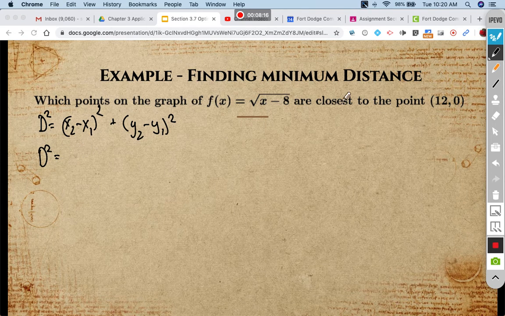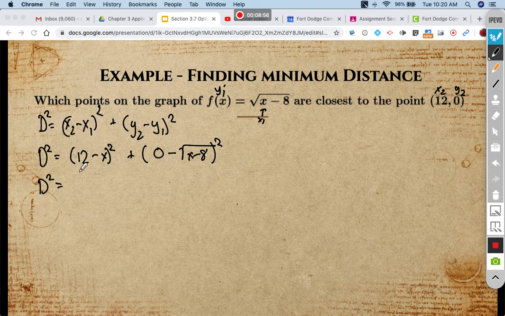I'm going to make this x2, y2, and this x1, y1. I can start off with (12 minus x) squared plus (0 minus the square root of x minus 8) squared. So this is going to be 144 minus 24x plus x squared plus x minus 8.